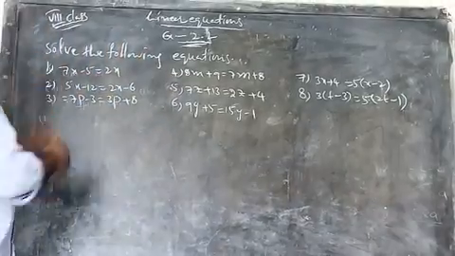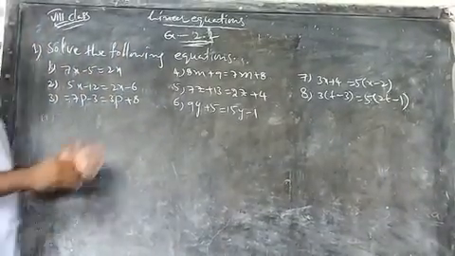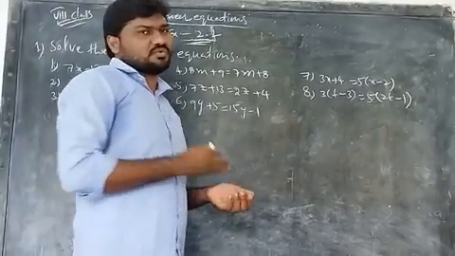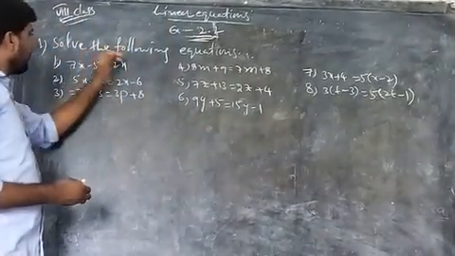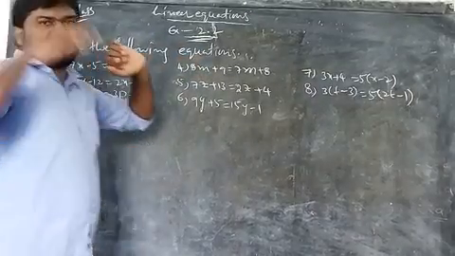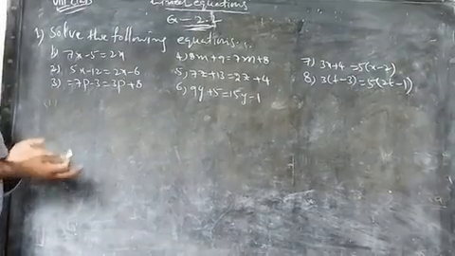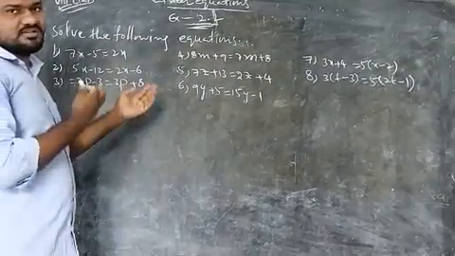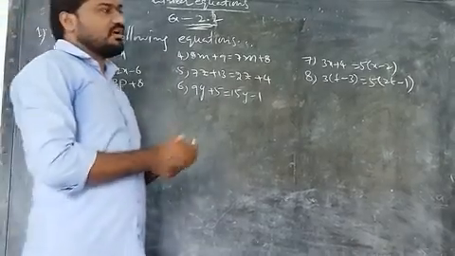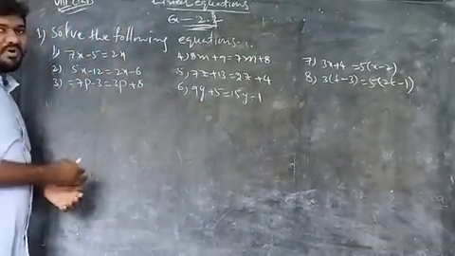So what is the next problem in exercise 2.2? What is that? Solve the following equation. There is a variable term given, but here the LHS also has a double term and the RHS also has a double term. This is the type of problem we discussed.